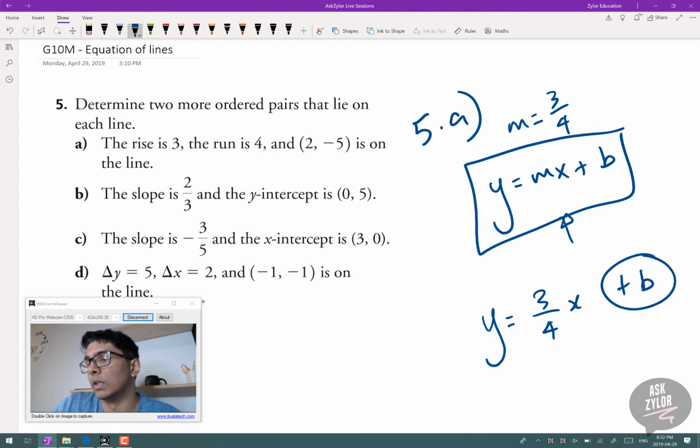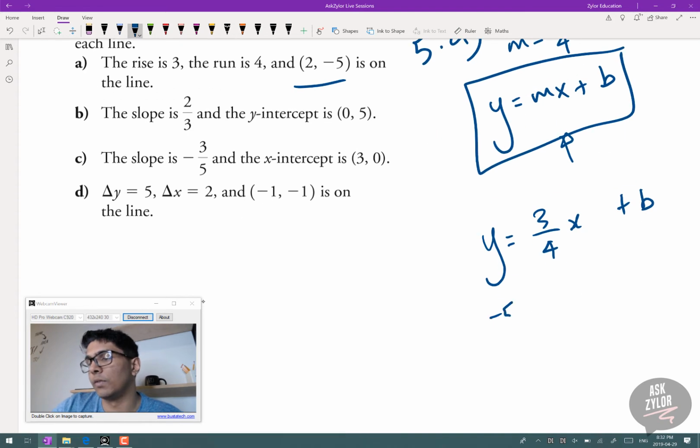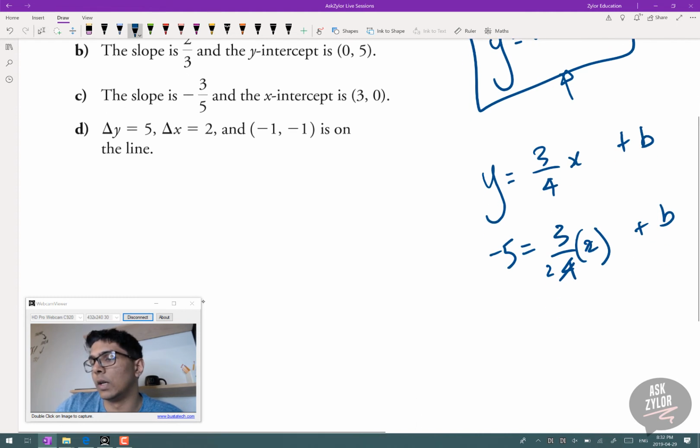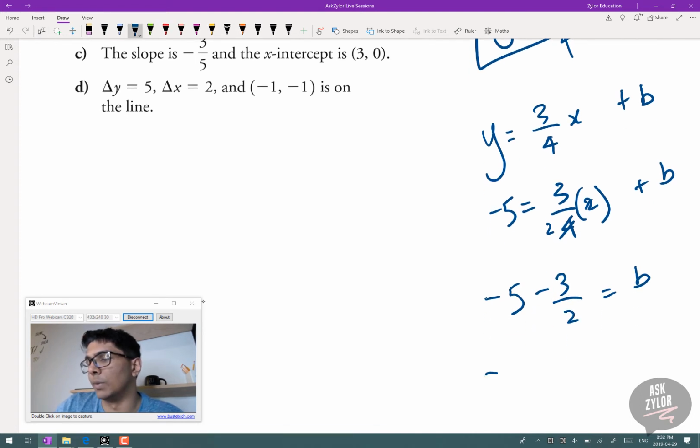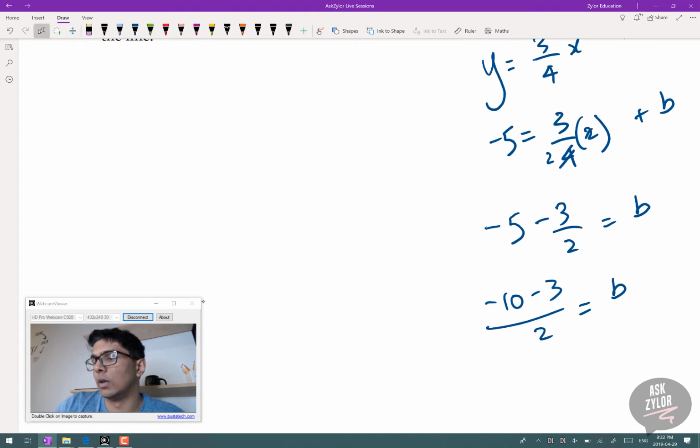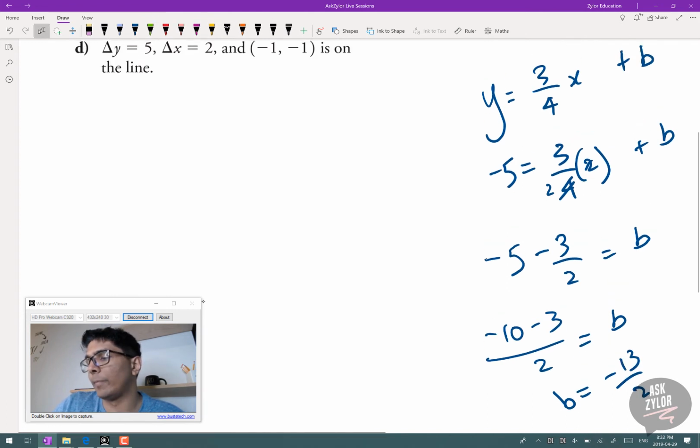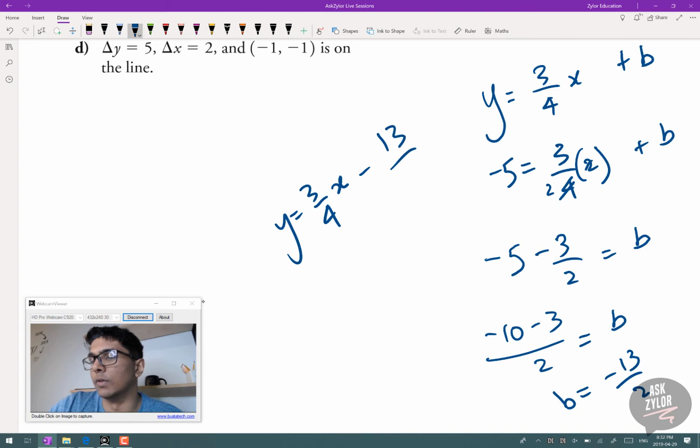I don't know what the b is, but I can find it by substituting the (2, -5). So I'm going to say -5 is equal to 3 over 4 times 2 plus b. So this simplifies to 3 over 2. I can do -5 minus 3 over 2 is equal to b, which gives me -10 minus 3 over 2 is equal to b. So my b would end up being -13 over 2. Right. So my equation is going to be 3 over 4x minus 13 over 2.